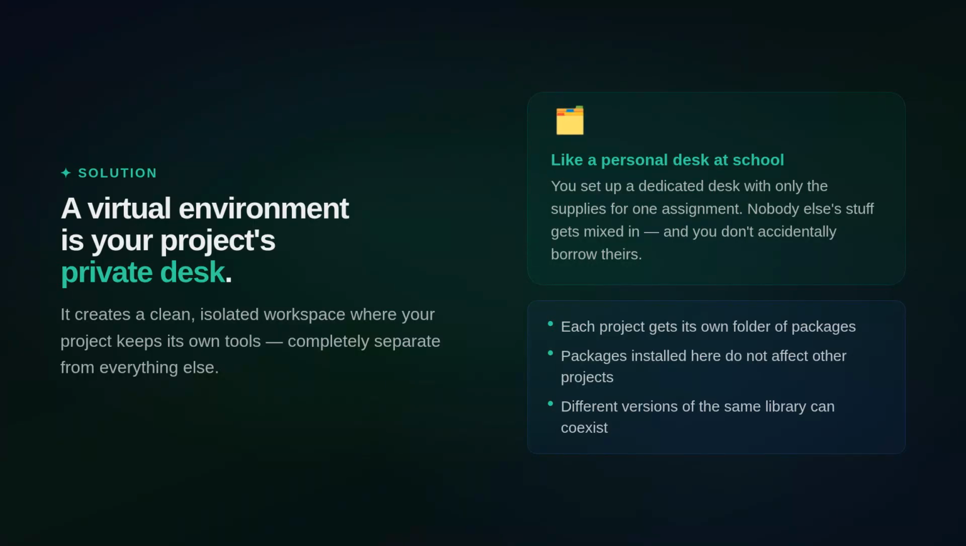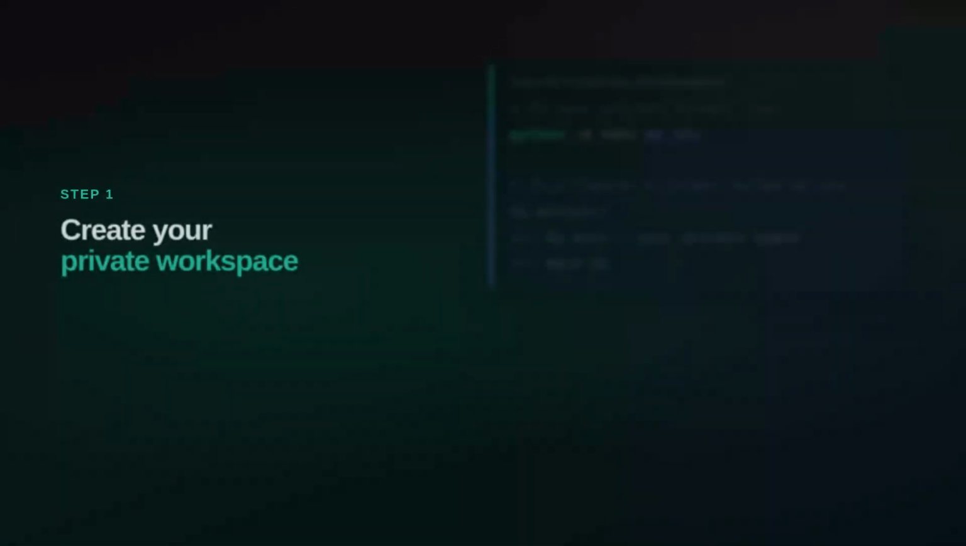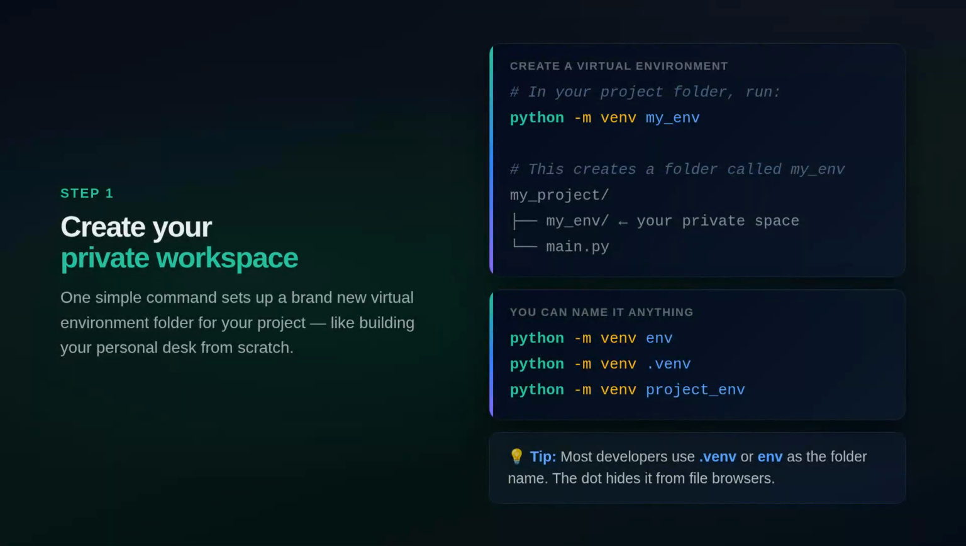Creating a virtual environment takes one command. You type python -m venv followed by a name for your environment folder. Python builds a fresh private space right inside your project folder. Most developers name it .venv or just env. After this step, your folder structure clearly separates your project code from its dedicated tools.